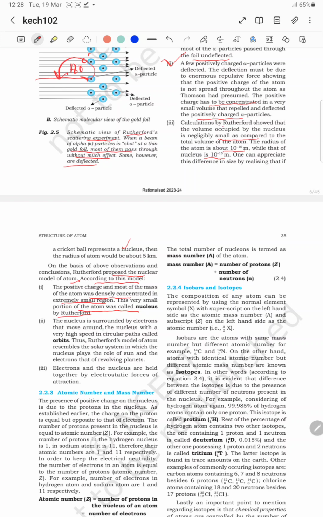तो and then the nucleus is surrounded by electrons that move around the nucleus with a very high speed in circular paths called orbits. Thus Rutherford's model of atom resembles the solar system in which the nucleus plays the role of sun and the electrons that of revolving planets. Electrons and the nucleus are held together by electrostatic force of attraction.